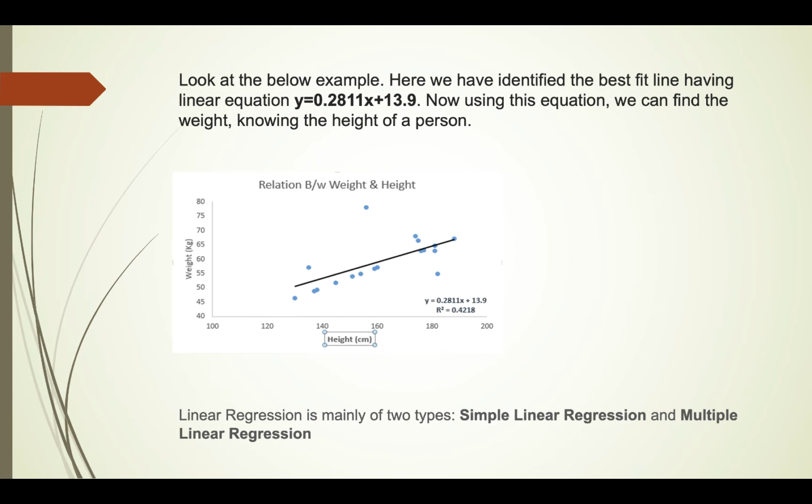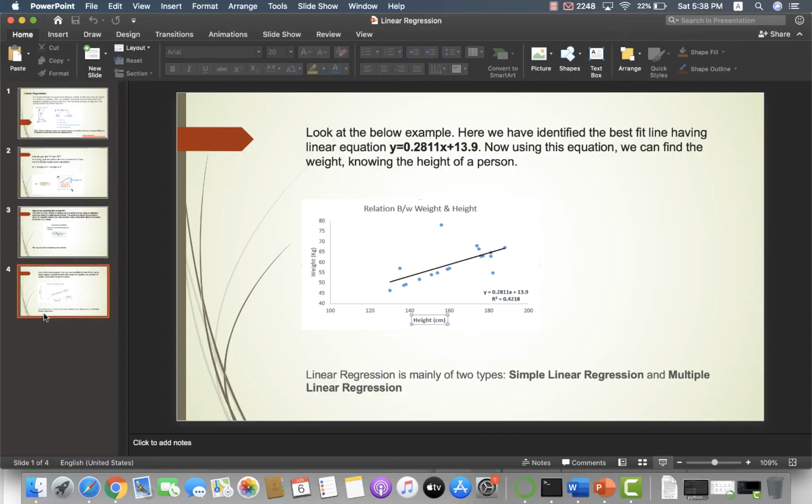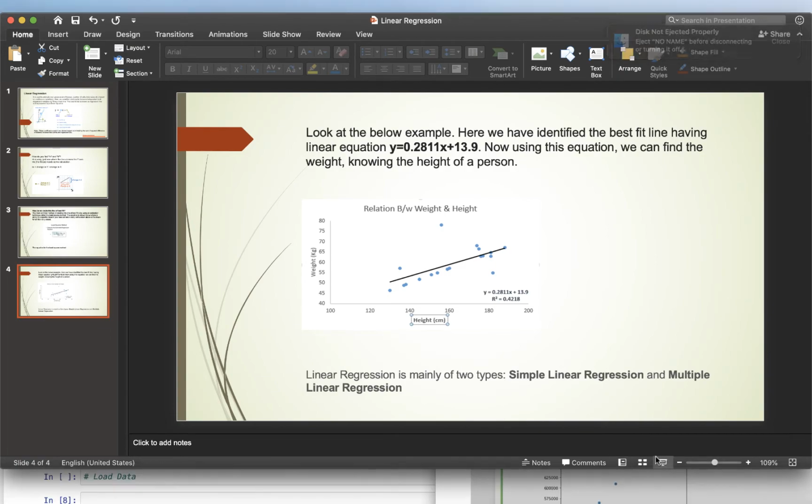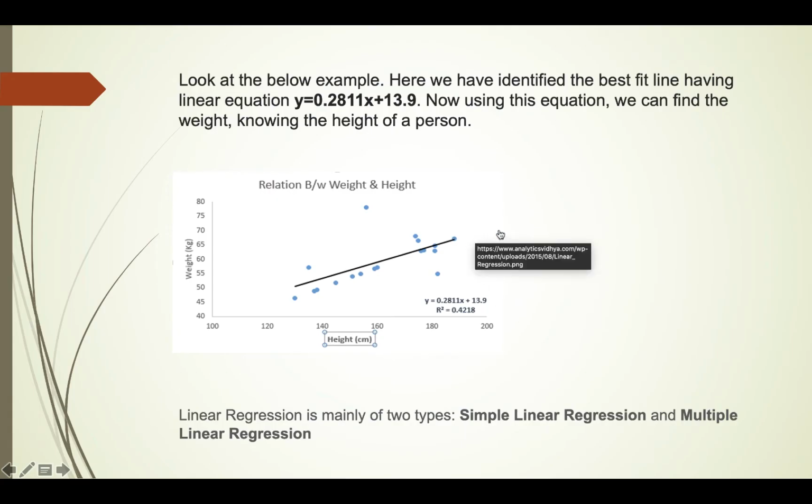Look at the below example. Here we have identified the best fit line having a linear equation. Now using this equation we can find the weight knowing the height of the person. So we can further calculate linearly like this. Maybe the points will be somewhere here like this. You can calculate the weight of the person when you know the height.